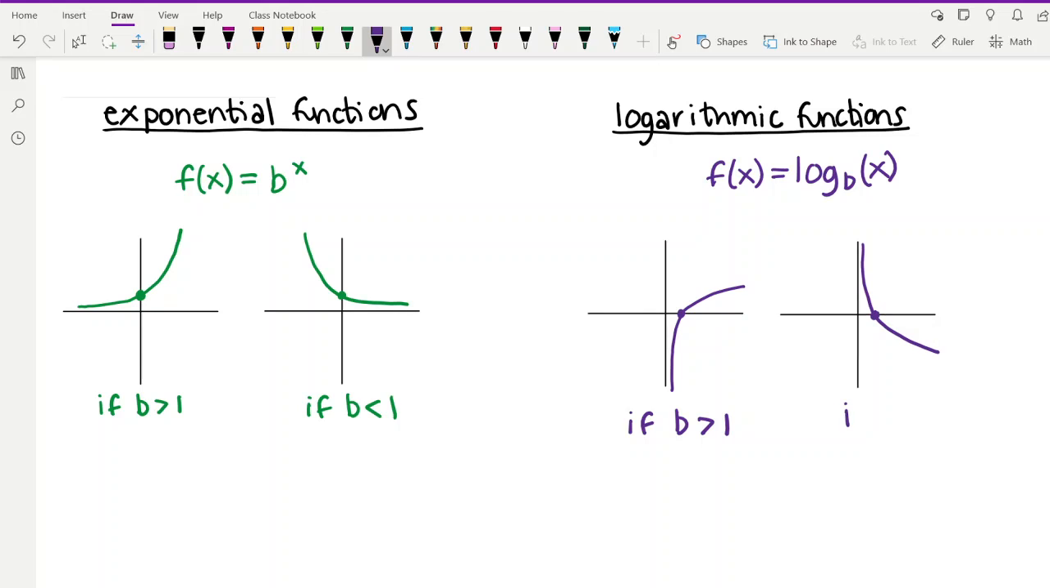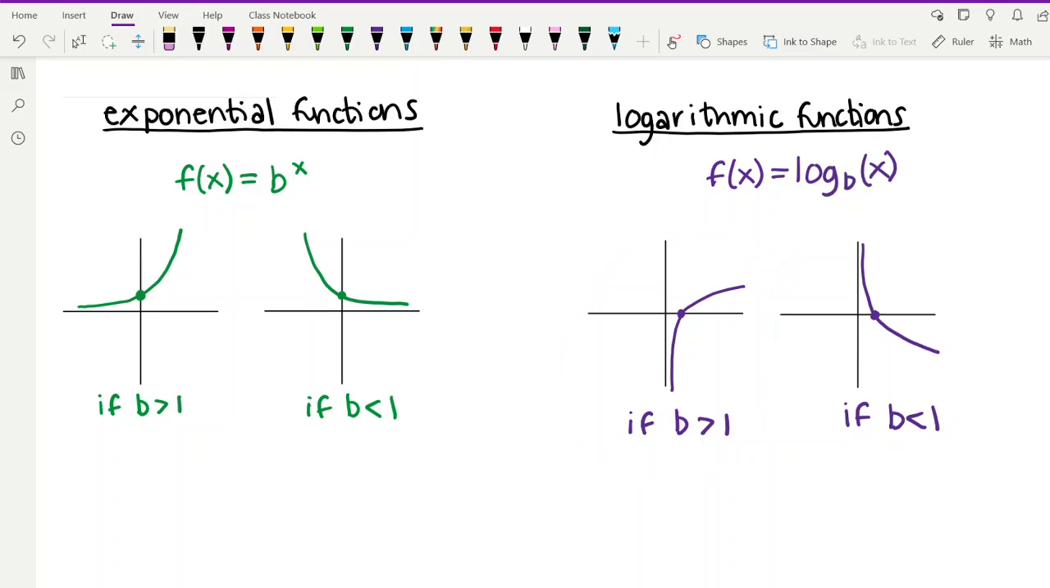And I should mention that it's pretty uncommon to encounter logarithmic functions where the base is less than 1. They're just not used that often. So that would be something like log base a half of x, or log base 0.3 of x. Those are fine. They're valid logarithmic functions. They just don't come up a whole lot. So it's really more important to be familiar with this graph shape than the one on the right.